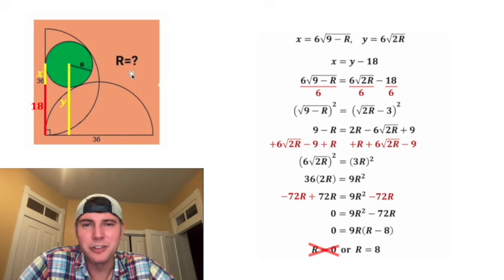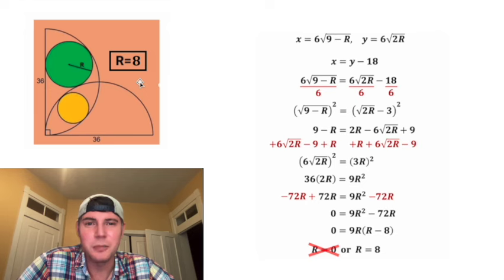And r is what we were trying to solve for. So let's clean up the diagram and let's bring back that orange circle. And let's change this question mark into an 8. And since that's the answer to the question, let's put a box around it.